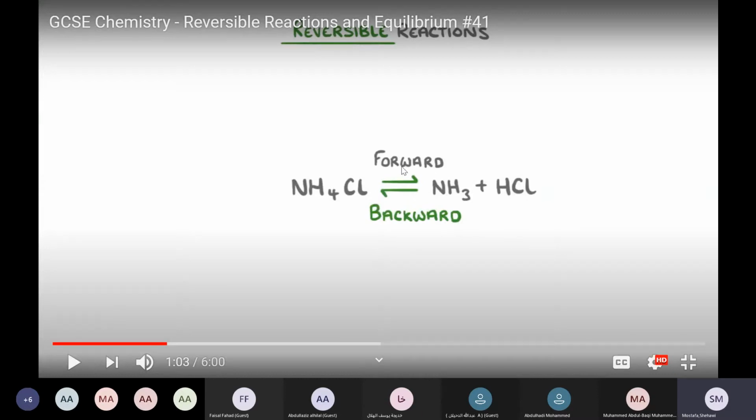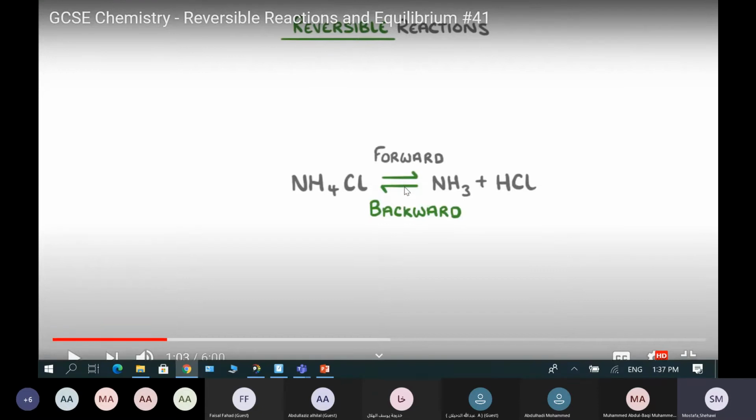If the rate of the forward direction is equal to the rate of the backward direction, they have the same speed. We call it the reaction is at equilibrium. The equilibrium could be positioned in the middle or to the left or to the right, depending on the conditions of the equilibrium. That's our lesson today. How can we affect the position of equilibrium, and what are the factors that affect this equilibrium?